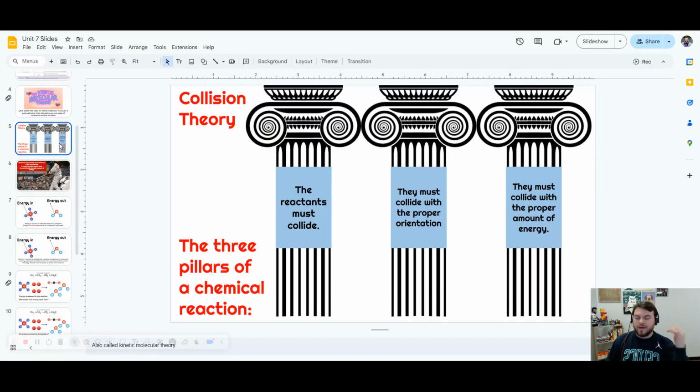So we go from kinetic molecular theory into this thing called collision theory. All right, and this is how a chemical reaction actually happens, right? So we have all these particles bouncing around from multiple different chemicals that are our reactants, right? And so the first thing that has to happen is our reactants must collide, right? The two reactants must hit each other, okay?